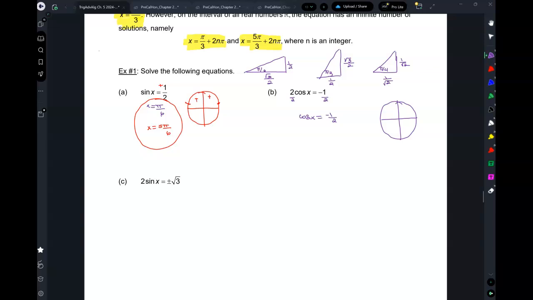So I want the pi over 3's. However, we want it to be negative. Cosine is negative here and here. What is pi over 3 in these two quadrants? 2 pi over 3 and 4 pi over 3.